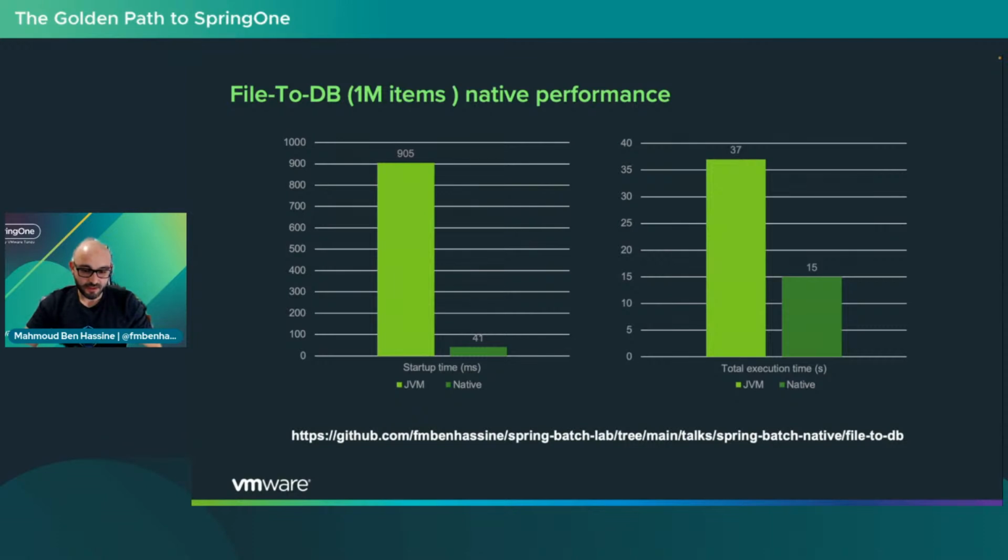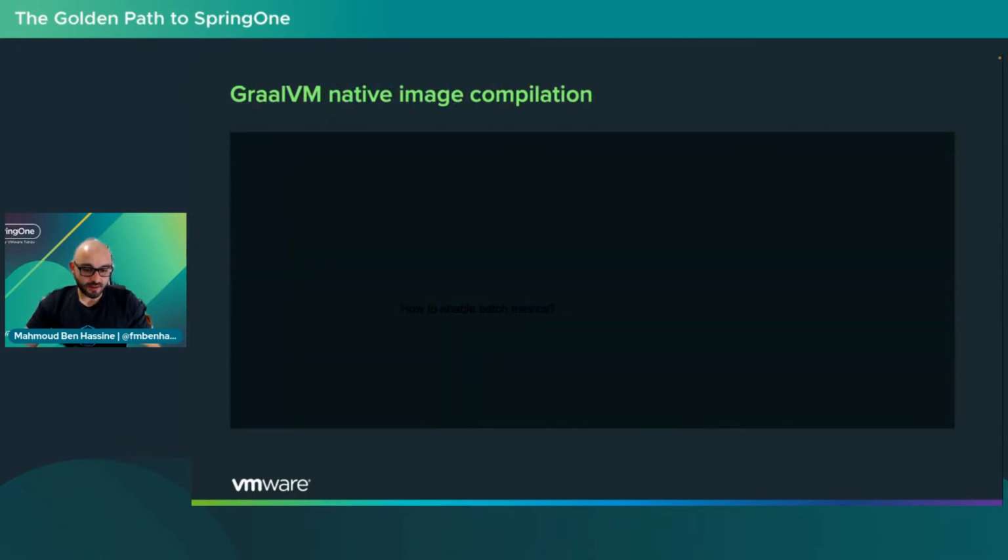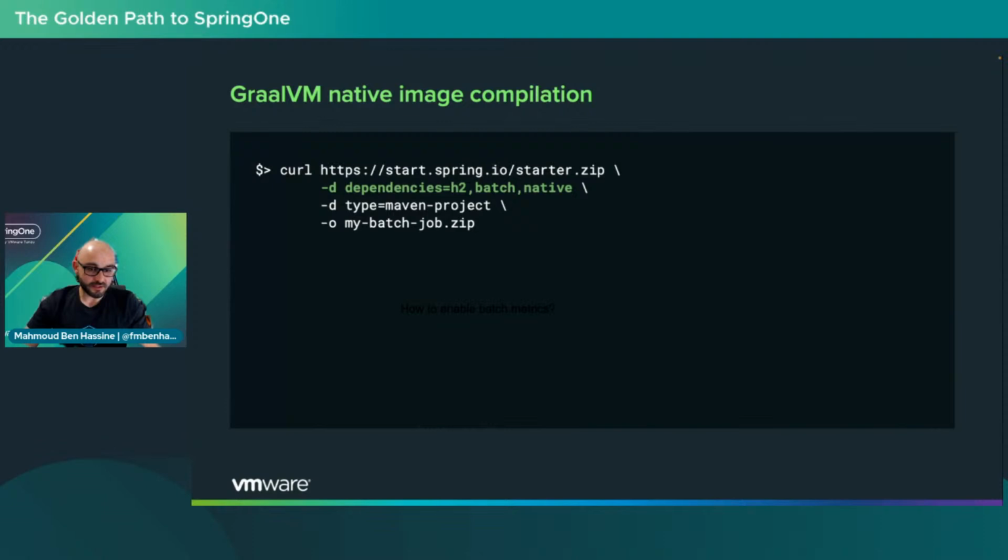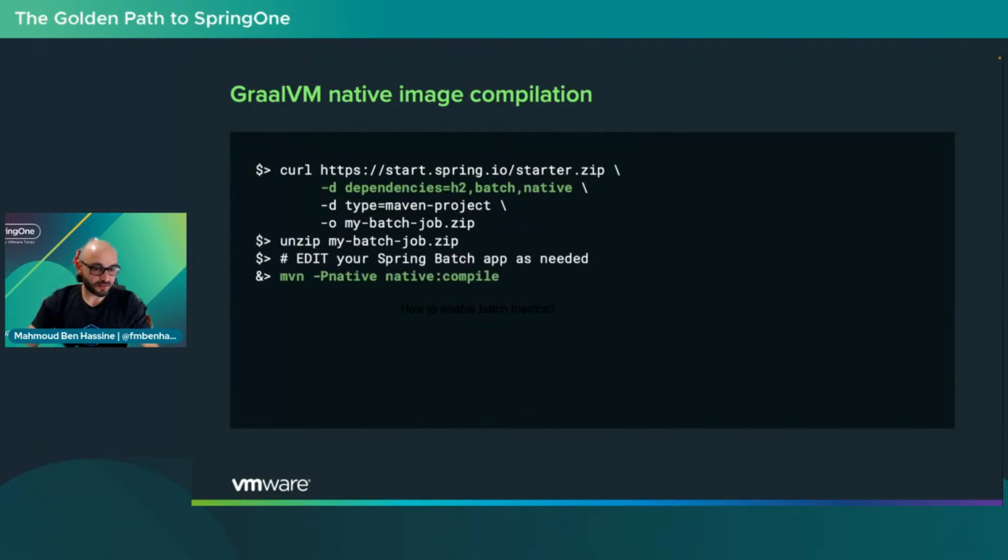No, okay. So how can I natively compile my application? The easiest way is to start on start.spring.io. So you include the native dependency. And then once you edit your application, you can use the Maven or Gradle goal native compile with the native profile. And with that, you will have a natively compiled application that you can run. So it's one command away and you have a natively compiled app.